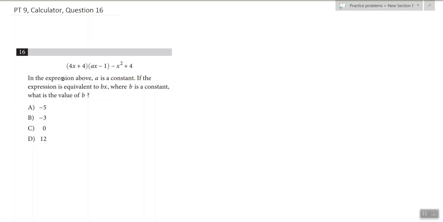What most students do, and I talk about there being a key moment that you recognize, most students understand that with this binomial right here, I'm going to create a quadratic equation out of that. Just using the FOIL method, there are other things you can do, I'm going to get 4ax squared, and then outside terms are going to give me minus 4x. Inside terms are going to give me plus 4ax, and then the last terms are going to give me a minus 4. And then it's minus x squared plus 4.